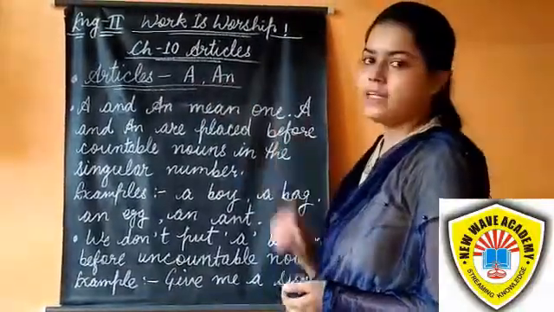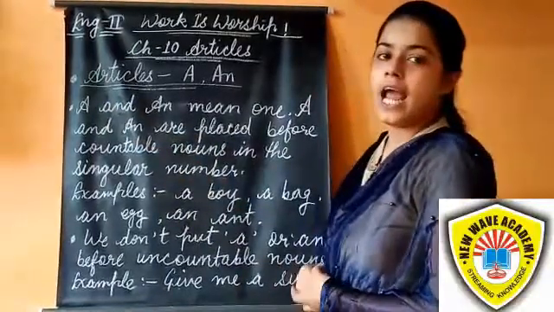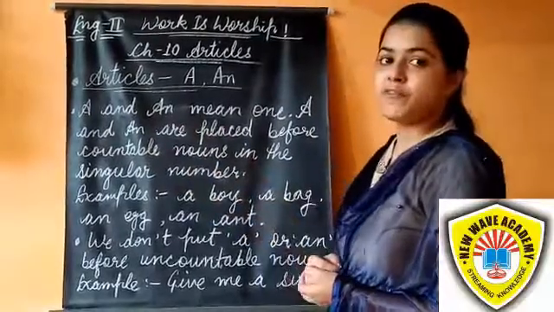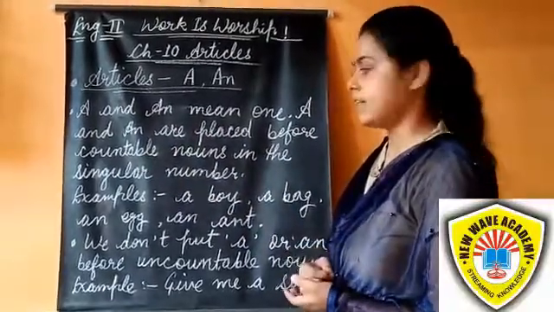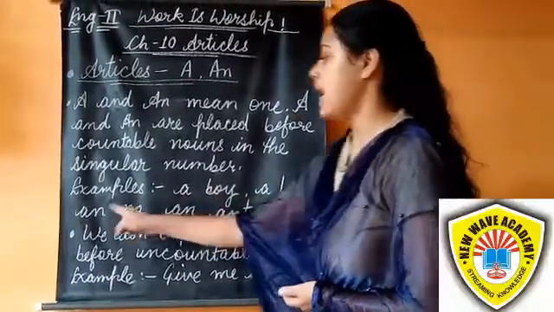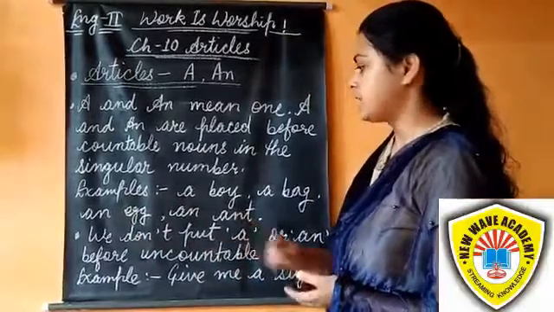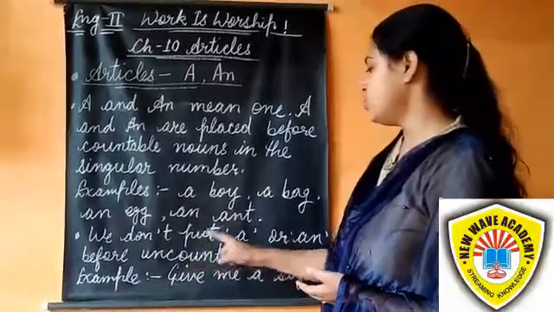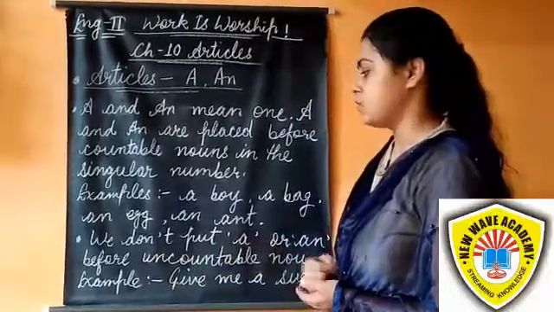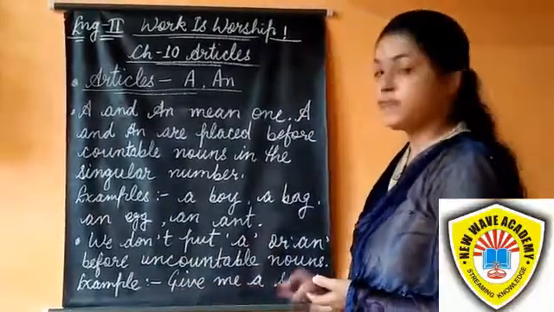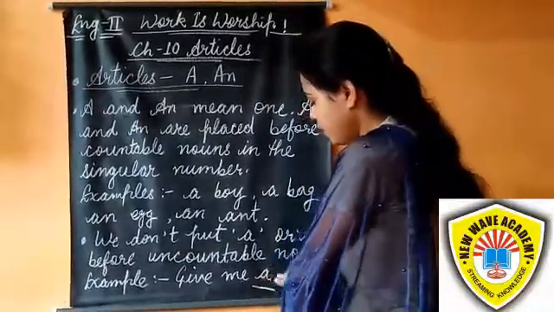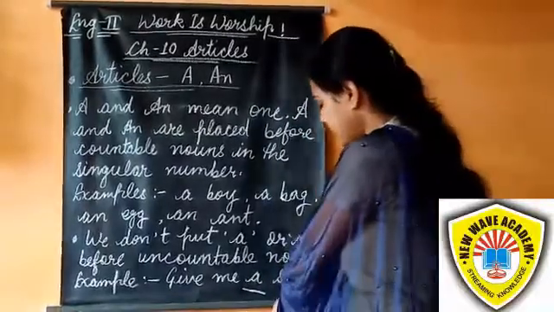Articles a and an: a and an mean one. A and an are placed before countable nouns in the singular number. Examples: a boy, a bag, an egg, an ant. We don't put a or an before an uncountable noun. So, give me sugar. We cannot count sugar, so we will not put a or an before an uncountable noun.